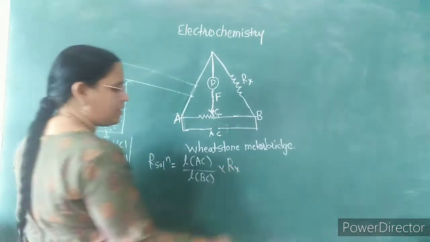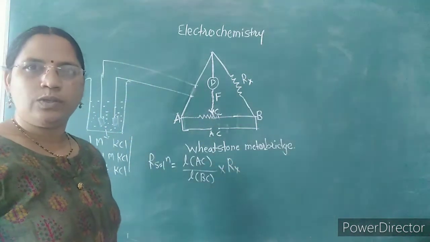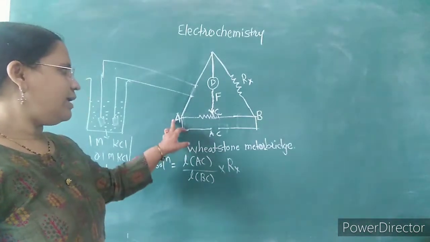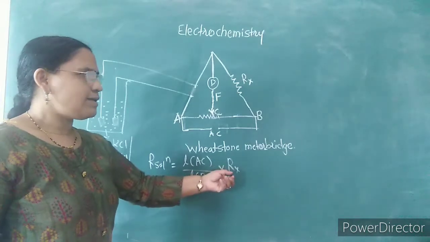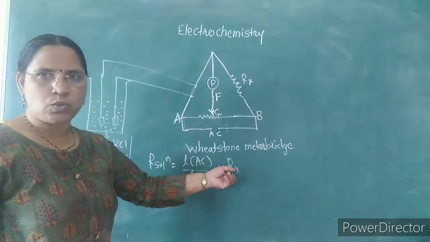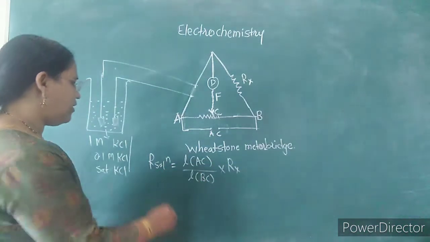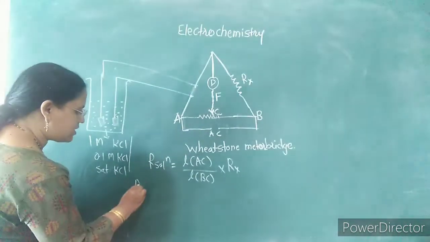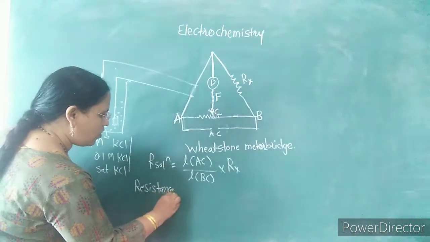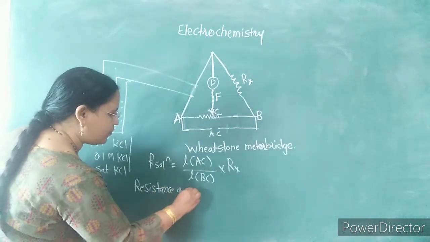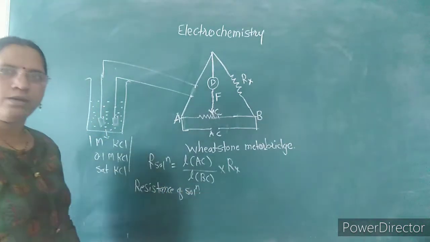RX is the known variable resistance. Now lengths AC and CB we can measure by using the meter bridge. RX is the resistance whose value is known. So by using this formula we are able to find out the resistance of the solution, the unknown solution here.